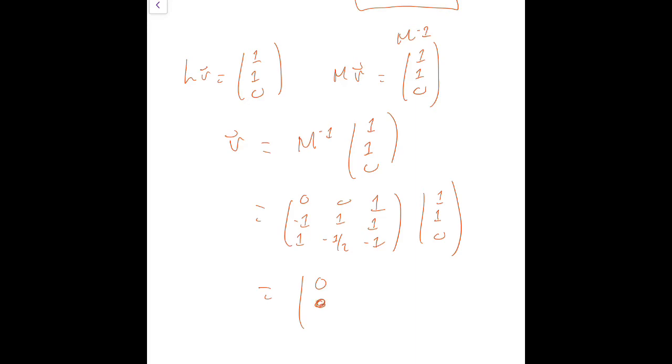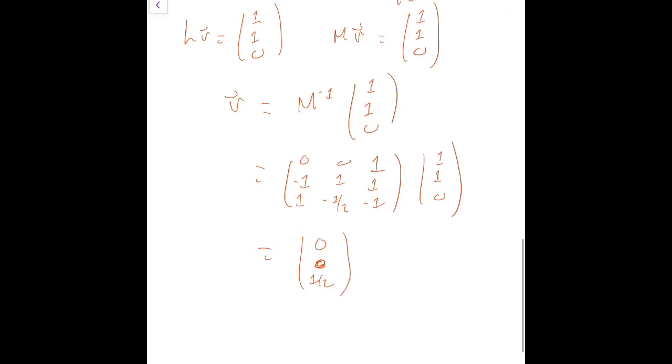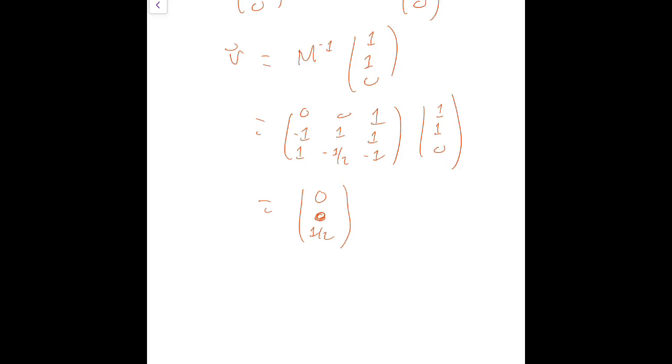Or sorry, the middle entry is also going to be 0. And the bottom entry is going to be 1 minus 1/2, which is 1/2. Okay, so what we're saying then is that M times this vector is equal to 1, 1, 0. So let's test that out.